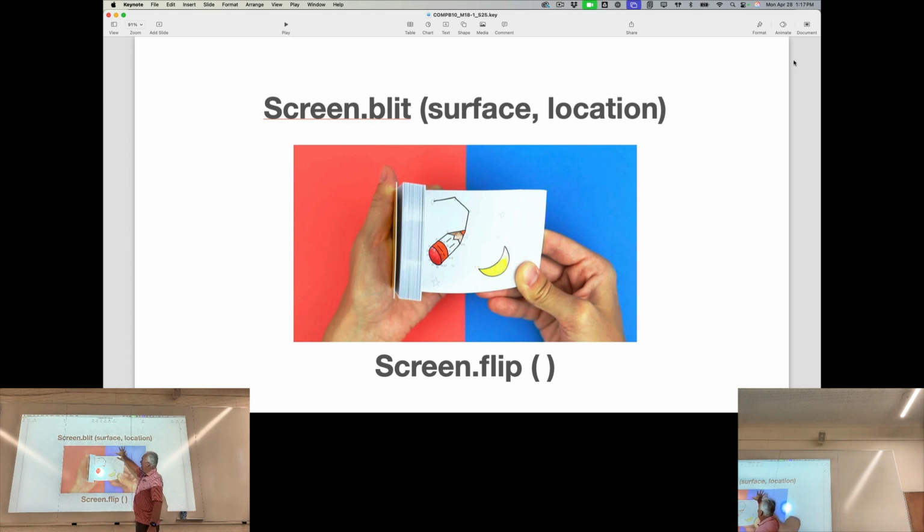So screen.blit is a command that allows us to draw the next page. And you can see it takes two arguments. It takes a surface from a sprite and a location, right? Which you can give the location by using the rectangle. But basically what blit does is it draws something on the screen.